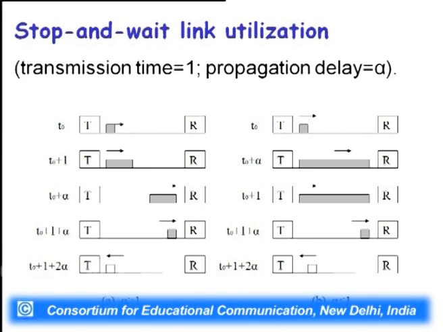So, what will happen in the first case A, where the propagation delay is smaller than the transmission time? If you assume one frame takes 1 unit of time, that is the time taken by a frame we are considering, that is 1 unit, and with respect to that alpha is less than that 1 unit. Now, the transmitter at time t0 starts sending a frame, in the left hand side figure A.